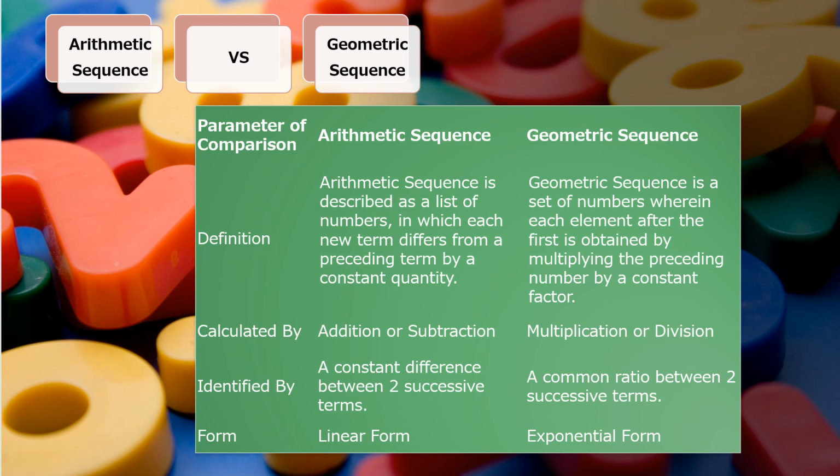Another parameter of comparison, identified by: arithmetic sequence, a constant difference between two successive terms; geometric sequence, a common ratio between two successive terms. Lastly, form. Arithmetic sequence, linear form. Geometric sequence, exponential form.